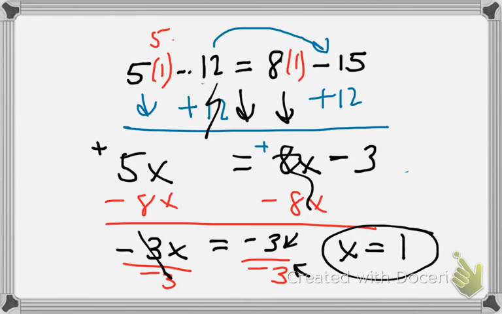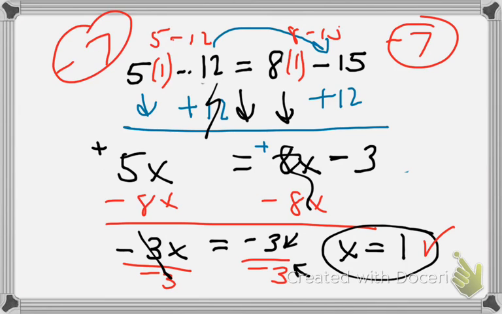So you say 5 minus 12, and if you do 5 minus 12, you should get negative 7. This is 8 minus 15, and if you do the math, you get negative 7. So I know I have this answer right because both of these are the exact same answer when I plug in 1 on both sides. Remember, the equal sign is telling us we want both sides to be the same number.